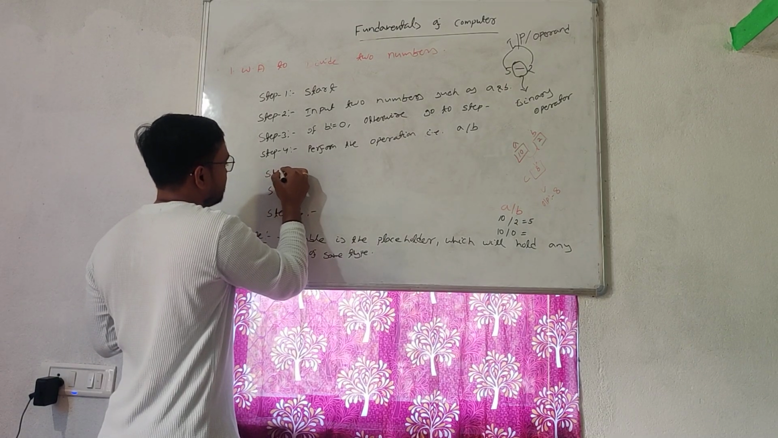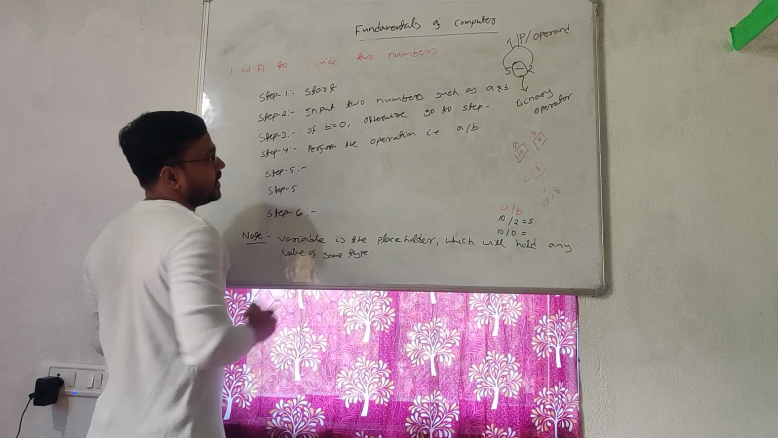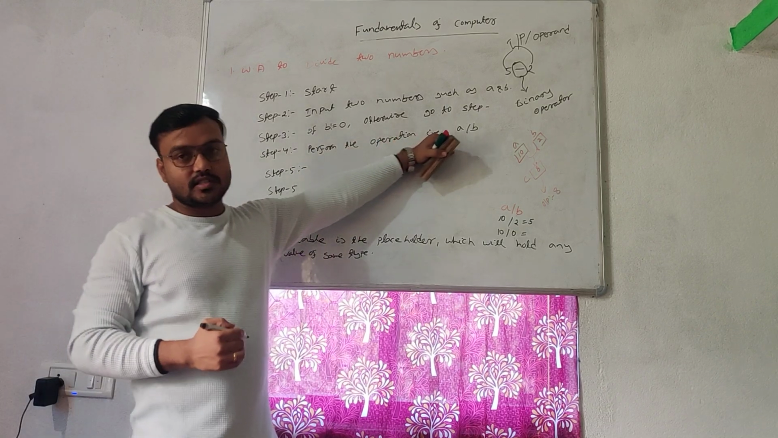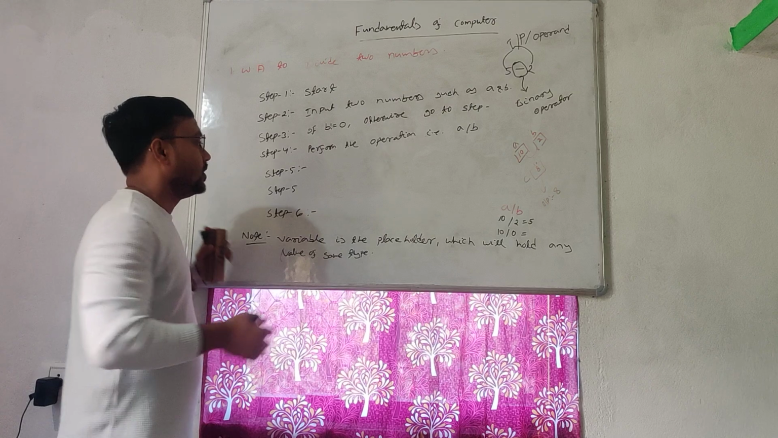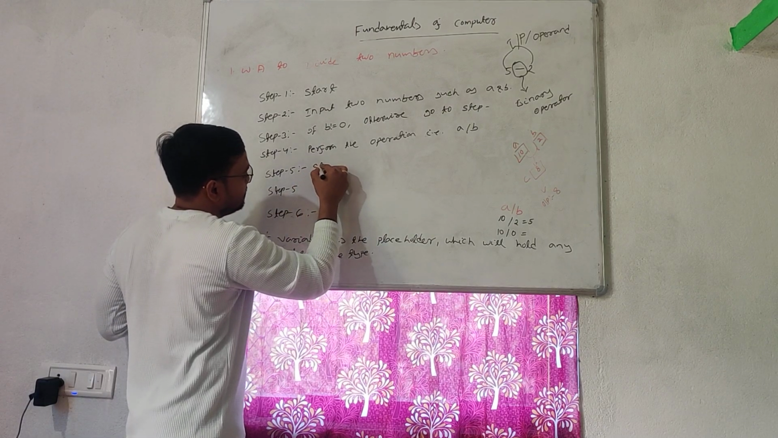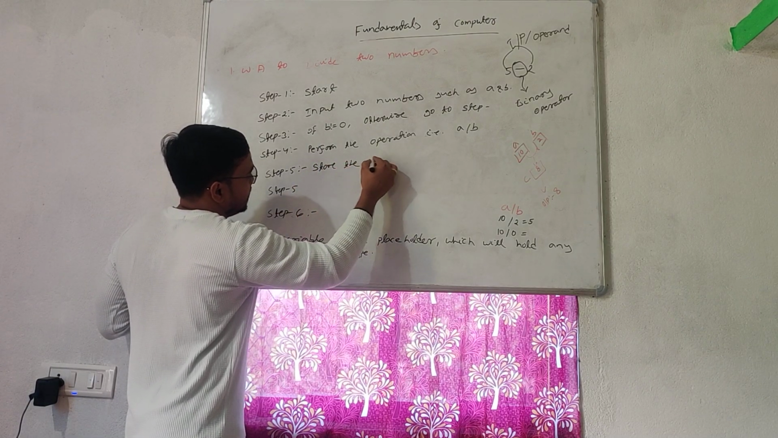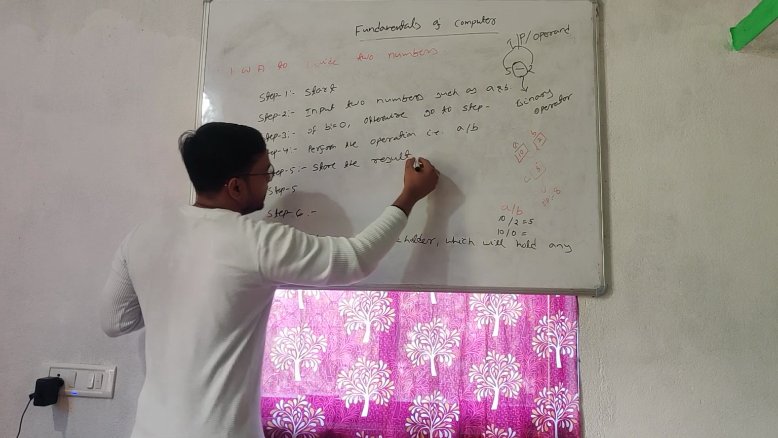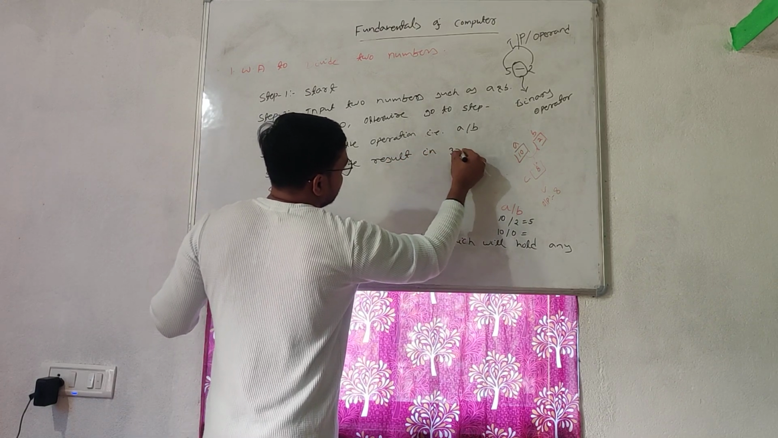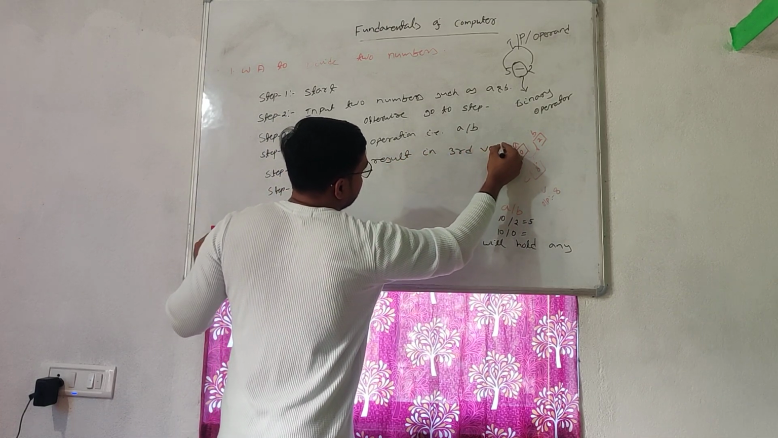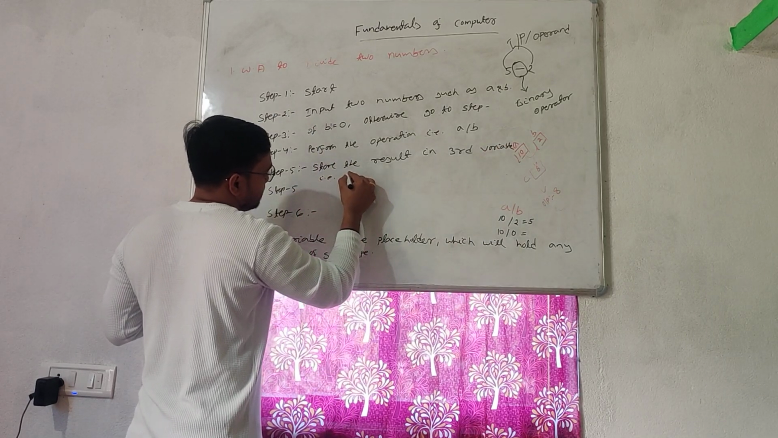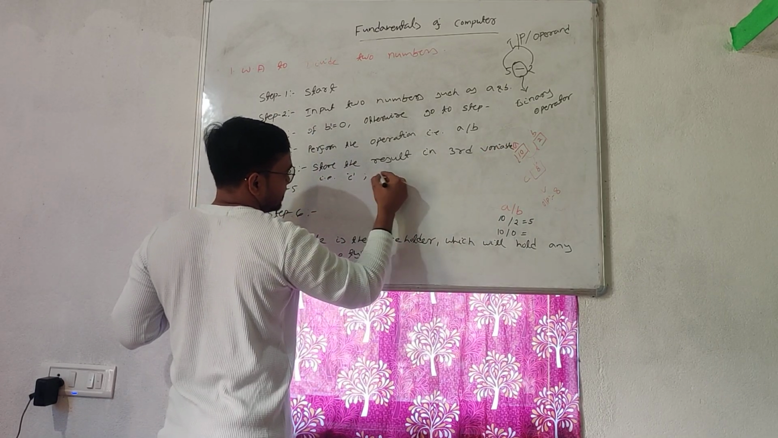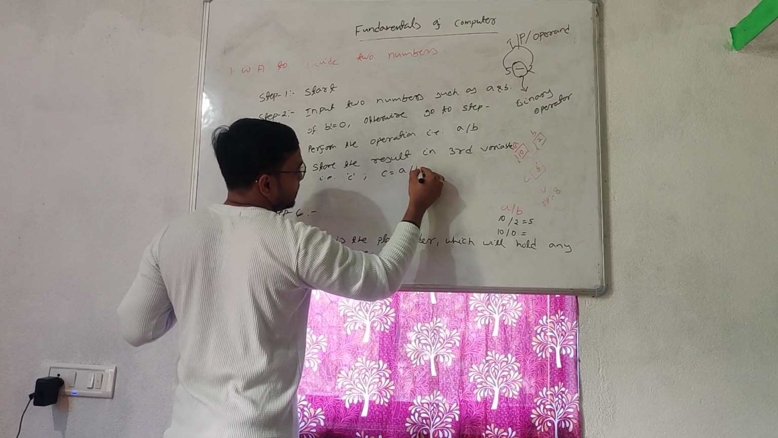Step 5. What next? Once the operation is complete, what do I need to do? I will store the result in the third variable, that is C. That means C equals A by B. Clear?